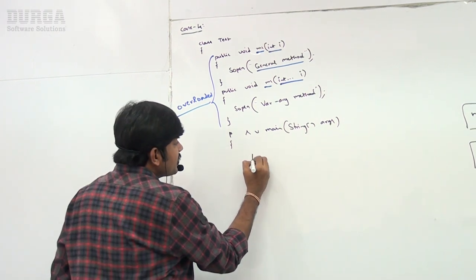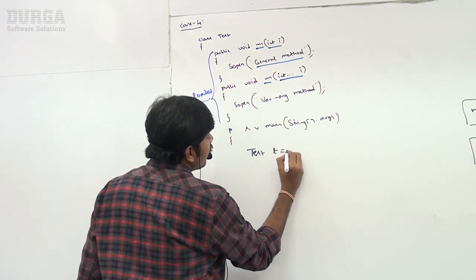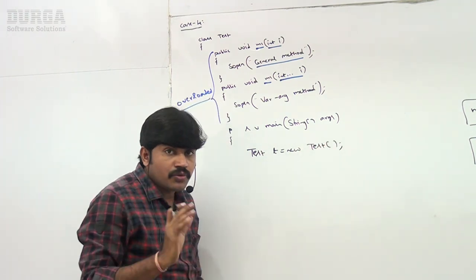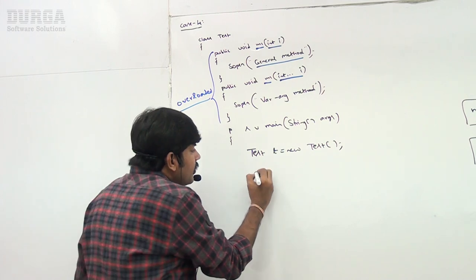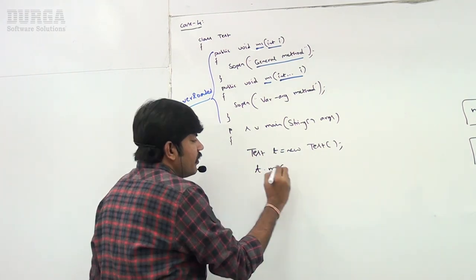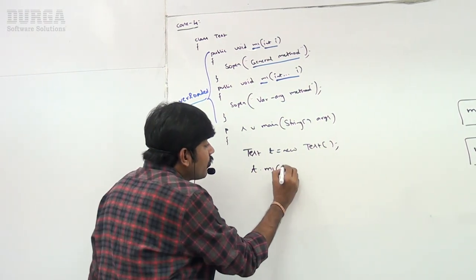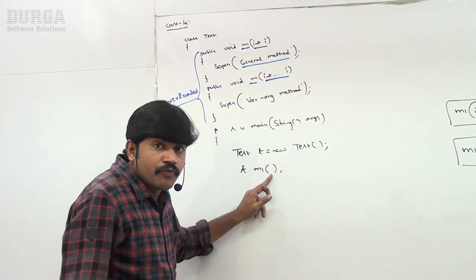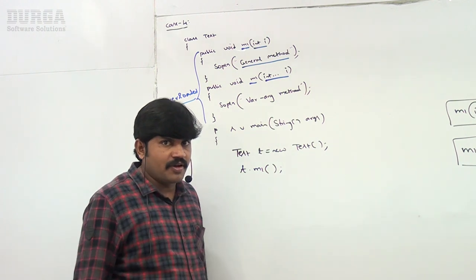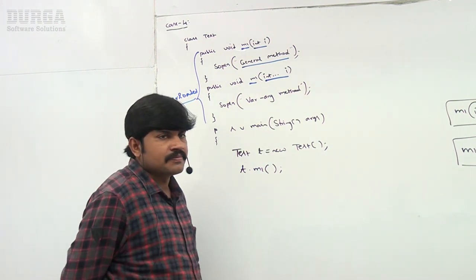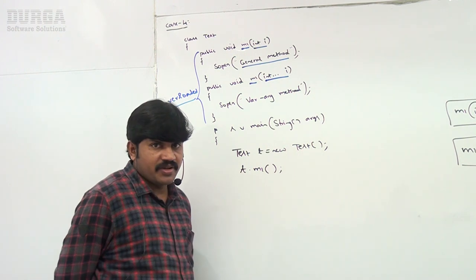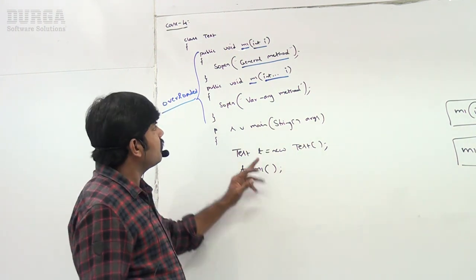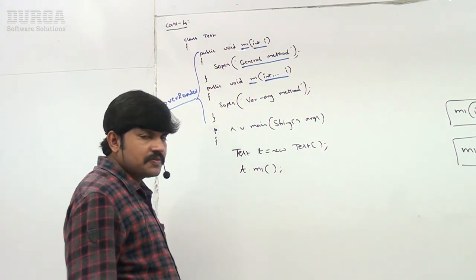Now, Test t = new Test(). t.m1() without any argument. Sir, observe very carefully. t.m1() without any argument. Can you please confirm which method will get the chance? Will the first method get the chance?